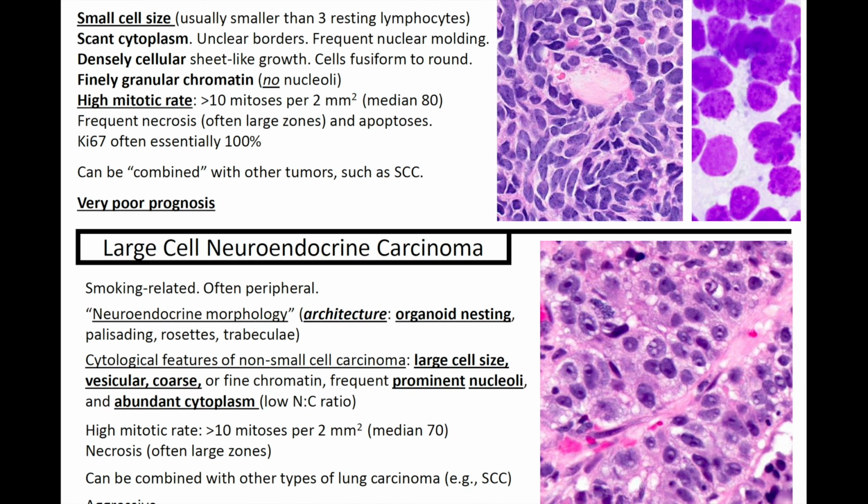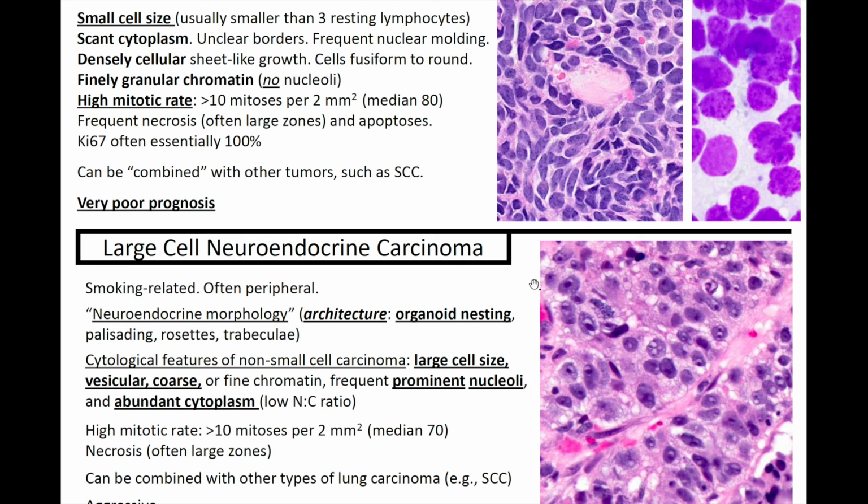So in large cell neuroendocrine carcinoma, it's often going to be smoking related, often peripheral, and it's going to have a neuroendocrine morphology. Architecturally, you're going to have organoid nesting, palisading, rosettes and trabeculae, and the cytological features of non-small cell carcinoma. So you're going to have large cell size, as the name would suggest, right? Large cell neuroendocrine carcinoma, large cell size, vesicular, coarse, or fine chromatin, frequent prominent nucleoli, and abundant cytoplasm with a low nuclear to cytoplasmic ratio.